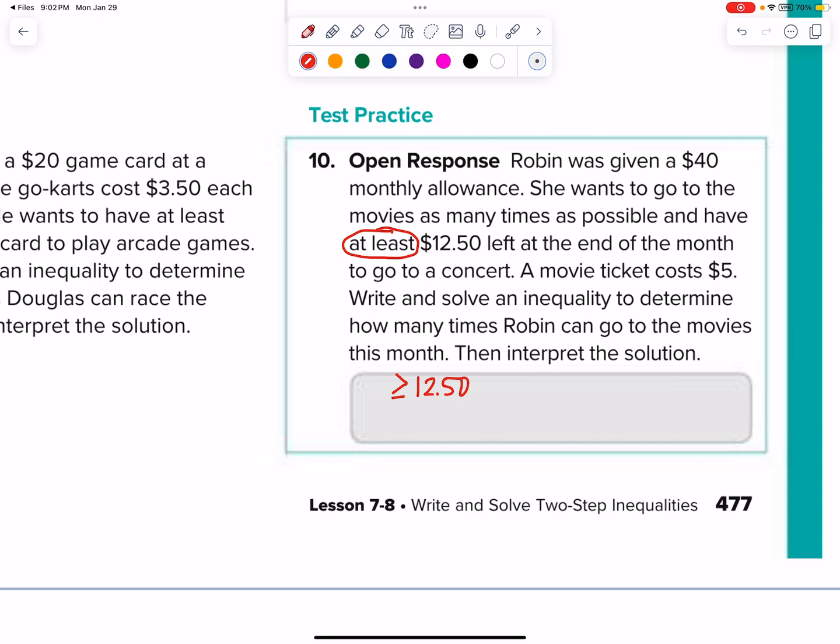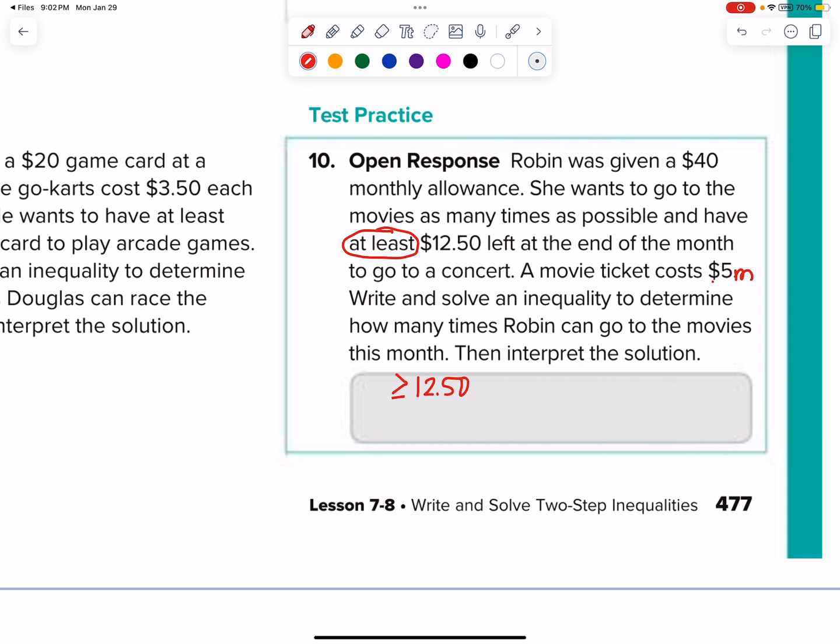So that's my first tip to you. A movie ticket is $5. We want to know how many movies, so it's like 5 times M, $5 per movie. Even though it doesn't say per, you have to sort of notice that. Okay, ready? Here we go.